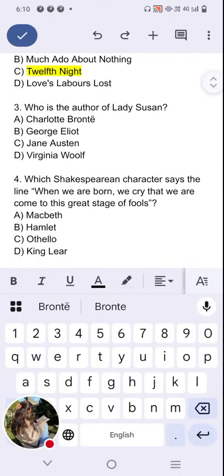Next question. Who is the author of Lady Susan? Option A, Charlotte Bronte. Option B, George Eliot. Option C, Jane Austen. Option D, Virginia Woolf. Who do you think is the author of Lady Susan? Come on, tell me in the comment section.